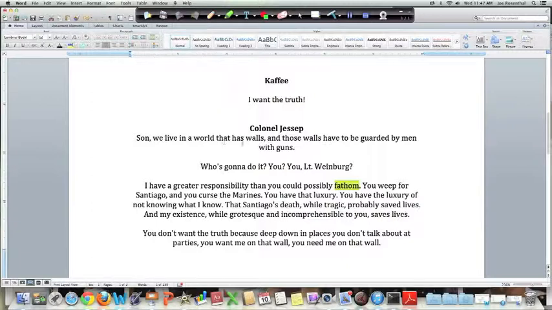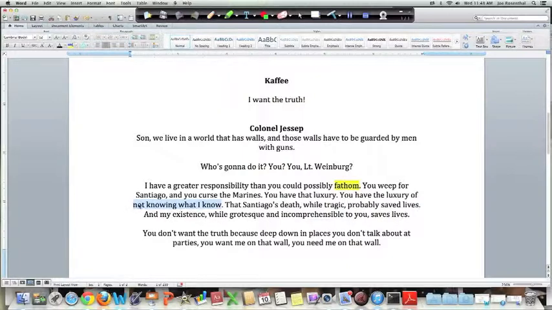Son, we live in a world that has walls, and those walls have to be guarded by men with guns. Who's going to do it? You, Lieutenant Weinberg? I have a greater responsibility than you could possibly fathom. You weep for Santiago and you curse the Marines. You have that luxury. You have the luxury of not knowing what I know.